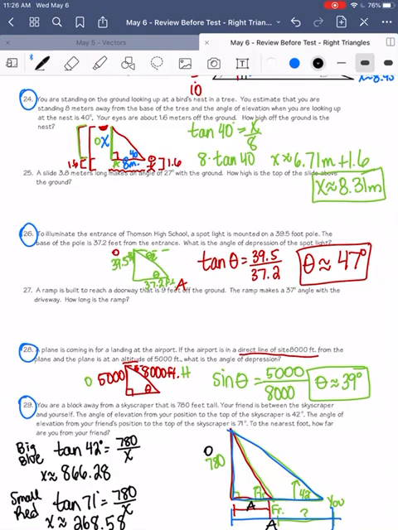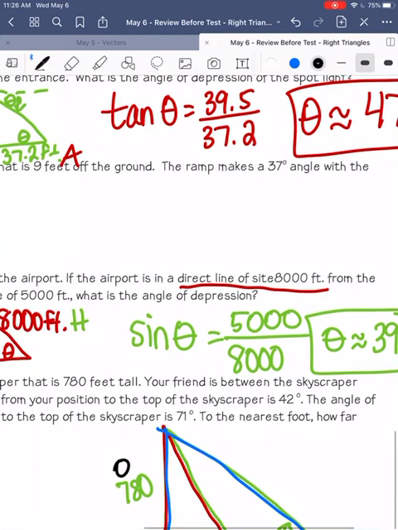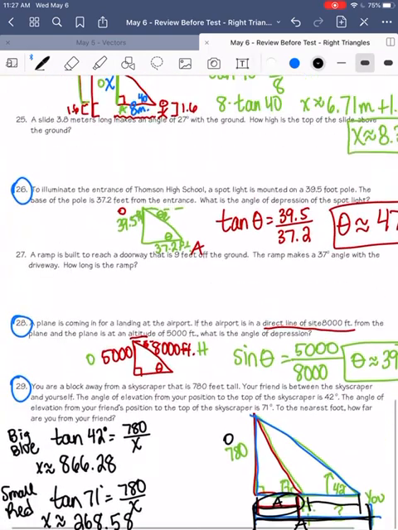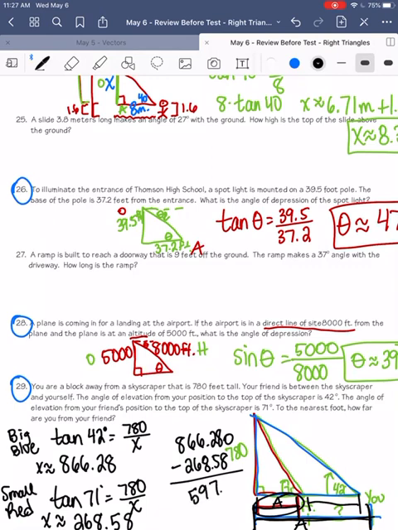Okay? And now, if I know the big one, which is the blue down here in the picture, so I know this full amount here, and then I also know this amount here. If I take the red and subtract it away, I'll be left with this amount here, which is what I'm looking for. So I'm just going to subtract them. 866.28 minus 268.58. And that gives me approximately 597.7 feet.